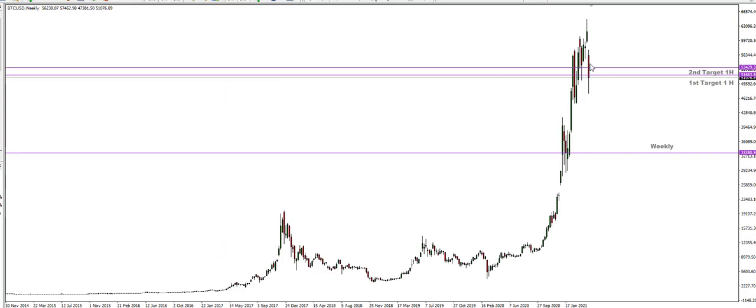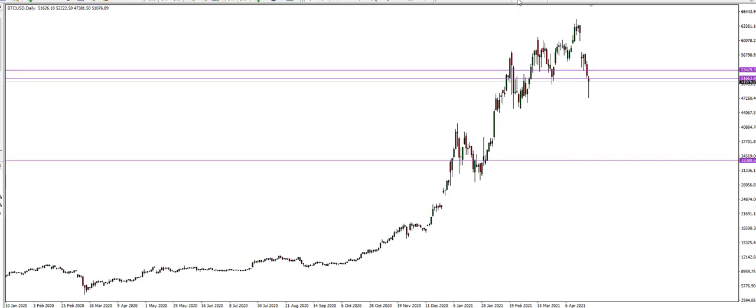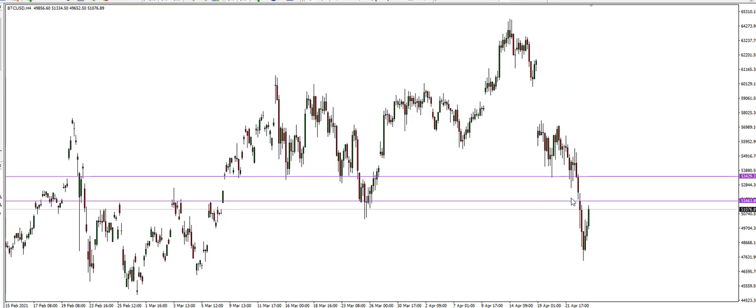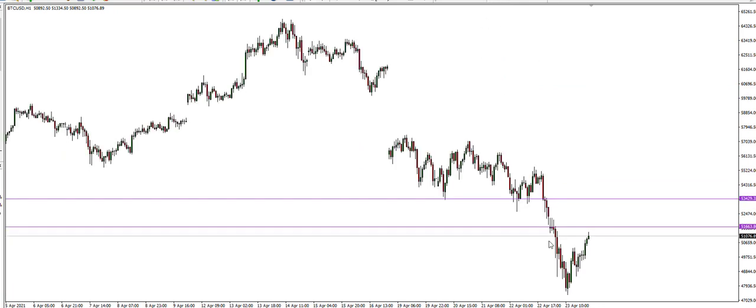On the weekly, it's actually in a downtrend right here. So it's moving down, and I'll get back to the target areas here in a second. I just want to give a general explanation of where it's moving. On the daily chart, it's trending downward as well. And then on the 4-hour chart, it's actually pulling back, but it's trending downward. And then on the 1-hour chart, it's actually moving into an uptrend.